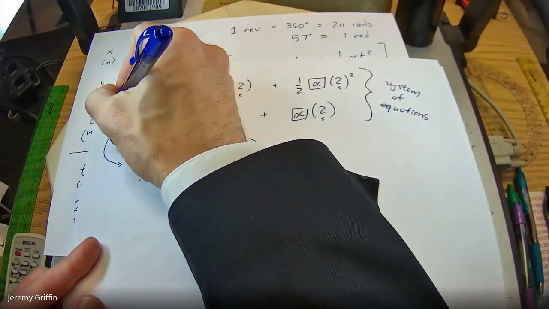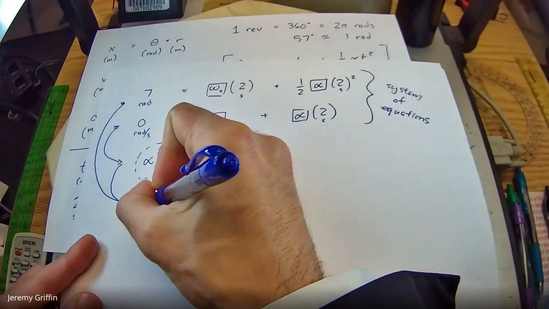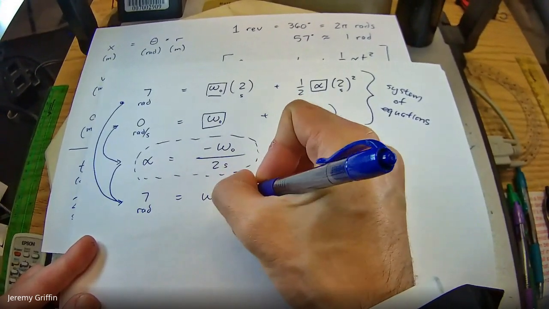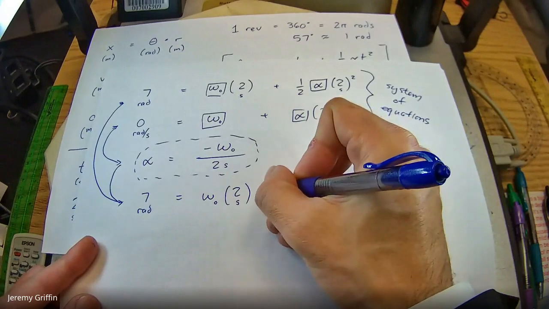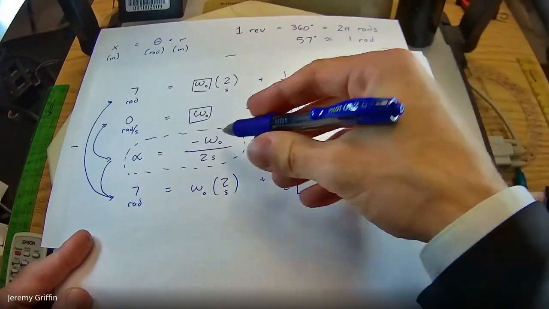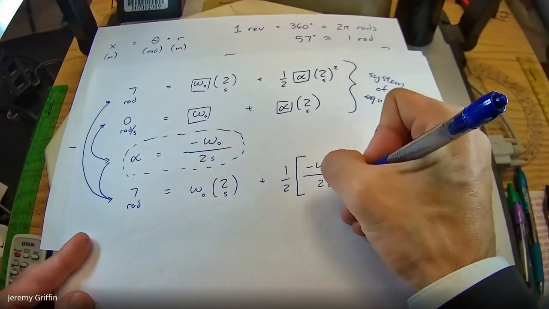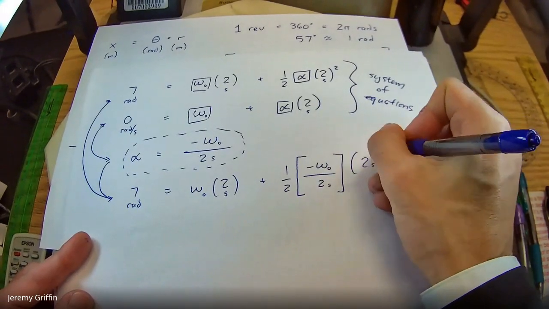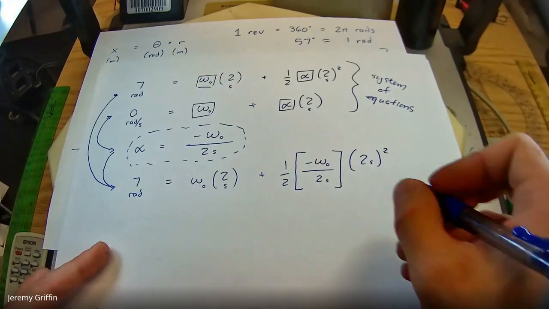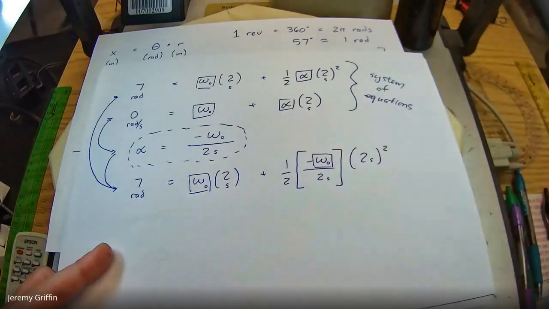Then take this top formula, sub this in. I got 7 radians is equal to omega naught times 2 seconds, plus 1/2. Now here's where the substitution comes in play. Instead of saying alpha, I'm going to say negative omega naught divided by 2 seconds, all times 2 seconds squared. Now I can solve this because there's only one unknown in this equation. That's the point of the substitution.